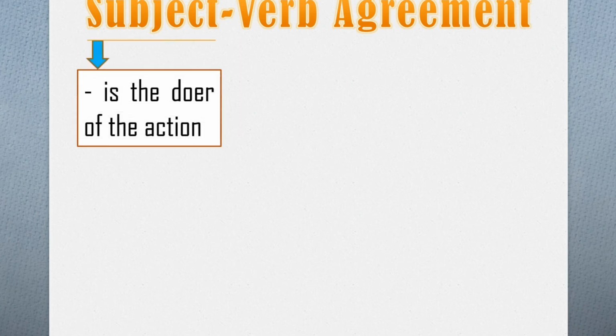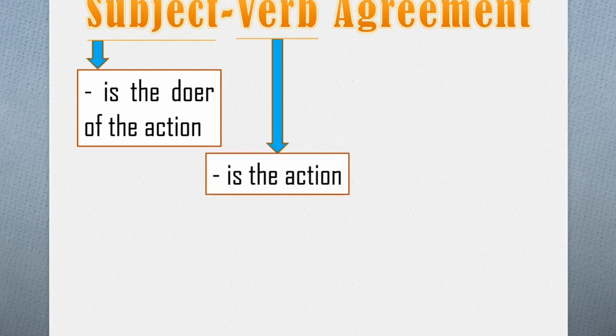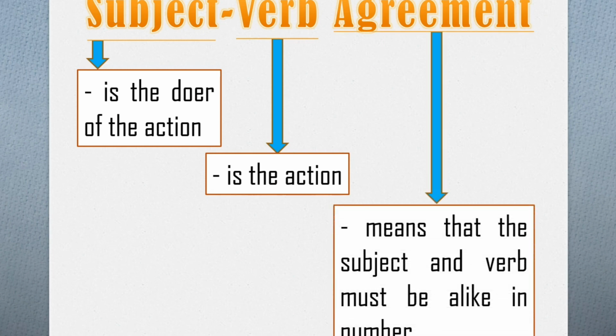Our lesson for today is all about subject-verb agreement. When we say subject, it is the doer of the action. In Filipino, tagagawa ng kilos. While verb here is the action, or what we call in Filipino, salitang kilos. And agreement means that the subject and the verb must be alike in number, or they must agree with each other. That is what we call subject-verb agreement.